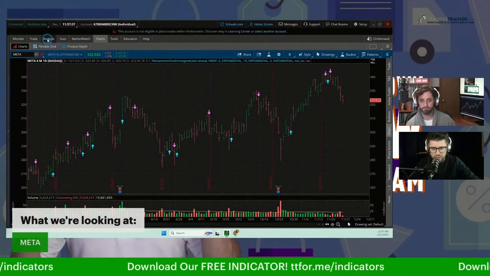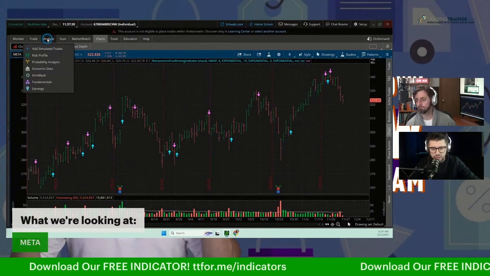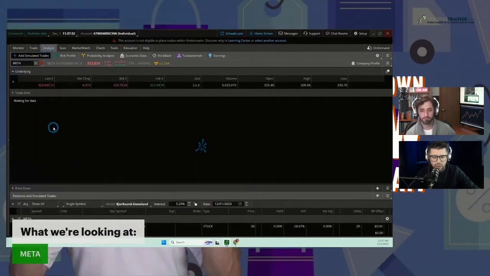And I'm assuming this is a very liquid contract, right? Meta's probably got to be one of the more popular ones on the market. Yeah, I'm pulling up the option chain right now.